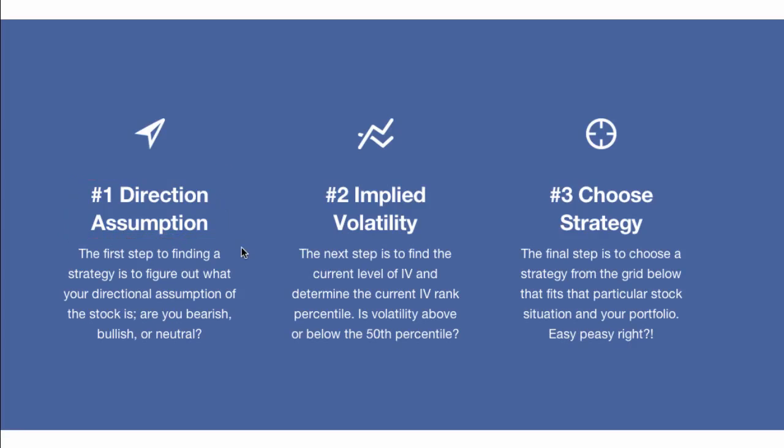Now, the next thing you want to do is find out where implied volatility is. Is it above or below the 50th percentile? So we did a very long tutorial on that last night where we talked about implied volatility in Tesla and some other stocks as well. And this is really the key ingredient to this whole business of choosing which option strategy to trade. You got to find out where implied volatility is. Is it above the 50th percentile or below?